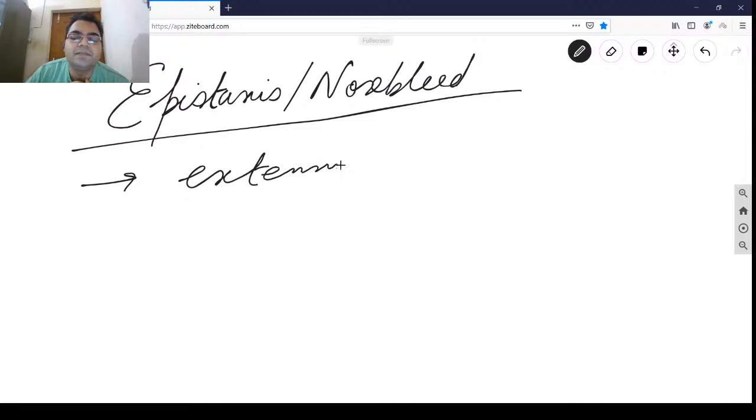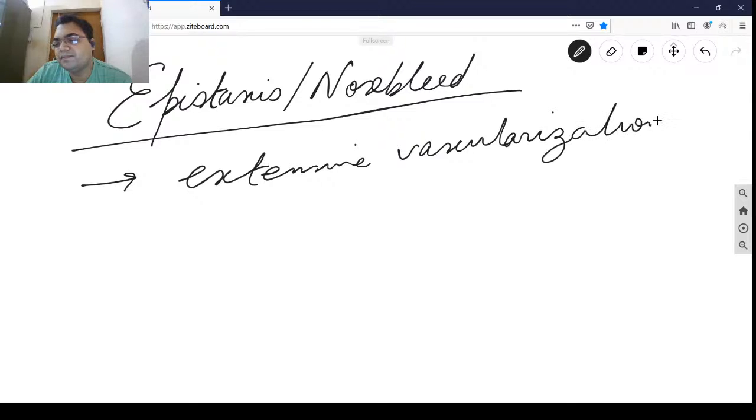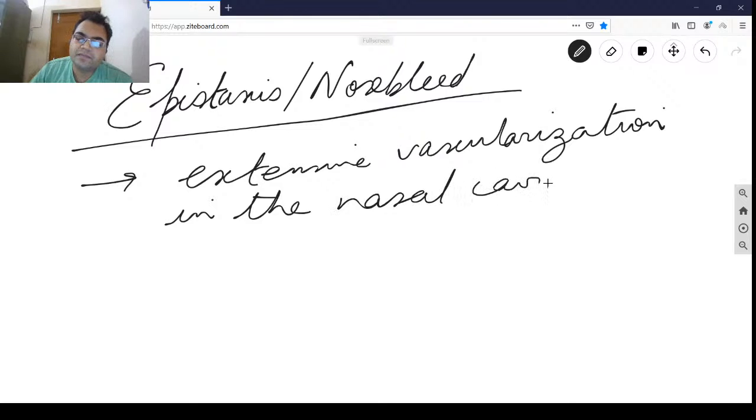Extensive vascularization in the nasal cavity. And since it is completely exposed to air, if extremely cold air gets in, then it can happen. Or in children, they keep on pricking the nose, right?